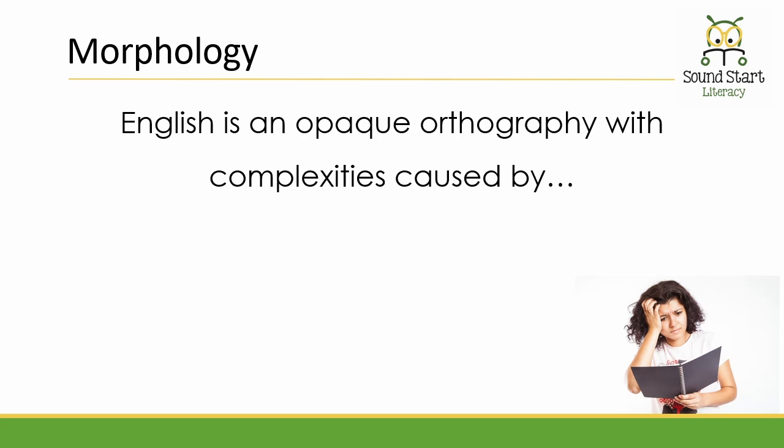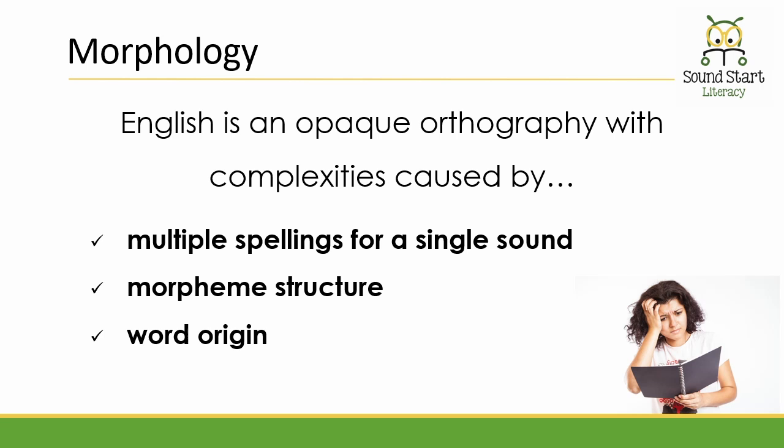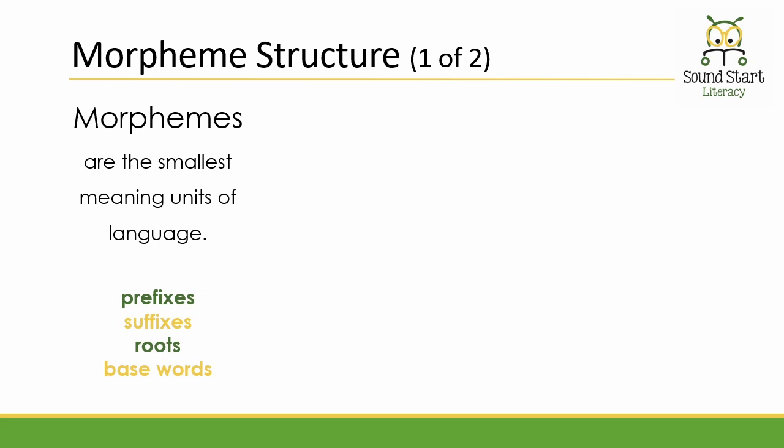Now we'll shift gears from focusing on the sound symbol relationships to focusing on the meaning, or the morpho in morphophonemic. It's clear to anyone who's learned English that we have a very challenging spelling system. It's often referred to as an opaque orthography because of its many complexities, which are caused by 3 main things. As I already mentioned, multiple spellings for a single sound, morpheme structure, and word origin. So let's unpack morpheme structure and word origin.